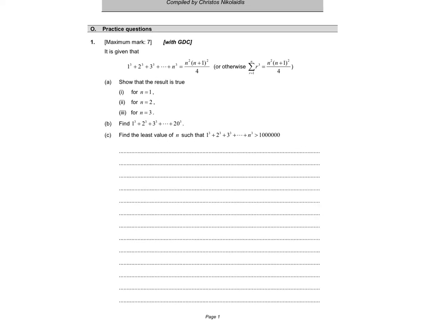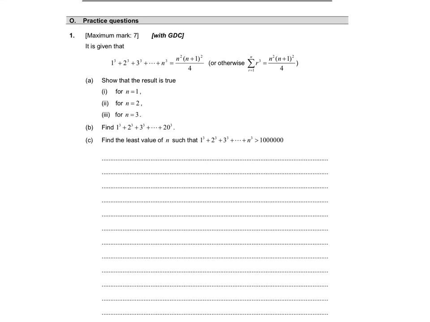Okay, number 1. Given all of that, show the result is true for n equals 1. So remember, this is the general term. 1 cubed is 1 for the left-hand side. Right-hand side is 1 squared, 1 plus 1 squared over 4. So that's 1 times 2 squared, which is 4, over 4, which is 1.